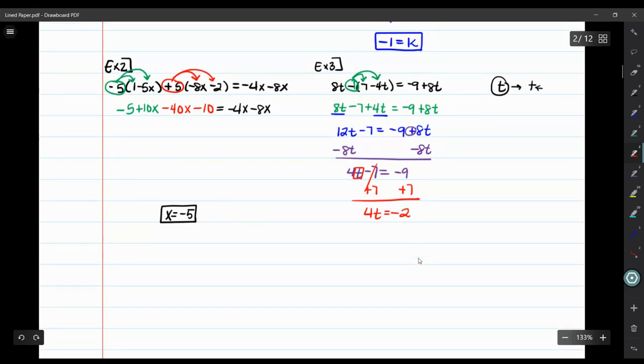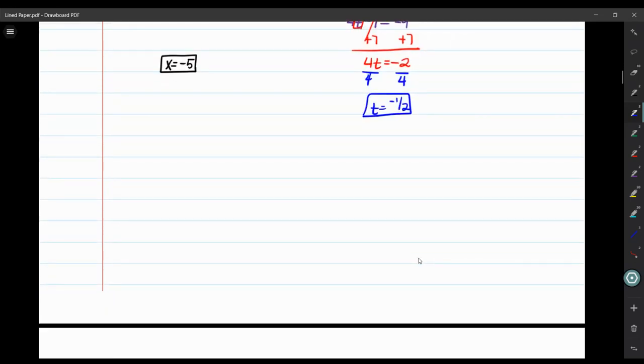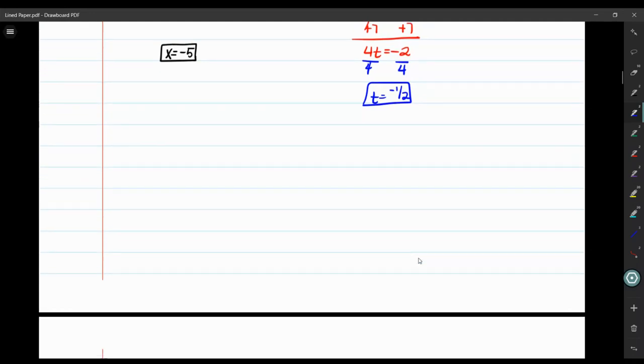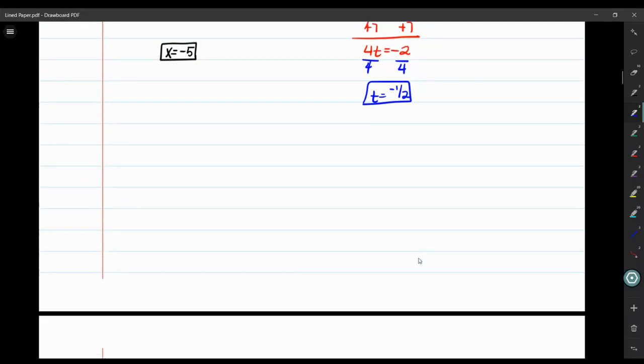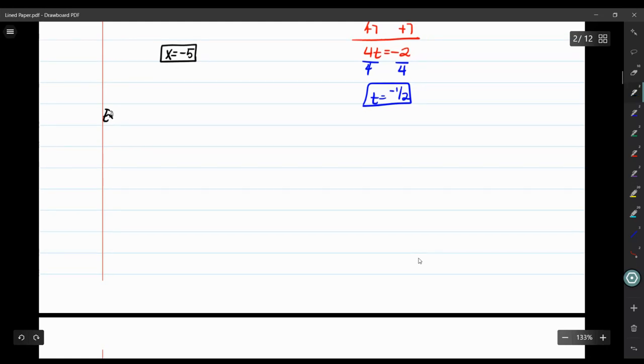And last but not least, we need to get rid of that 4 in the front. So we do that by dividing. Now, t is equal to negative 2/4, which simplifies or reduces to negative 1/2. Okay, let's move on to example number 4. So example 4 is going to be dealing with some fractions.